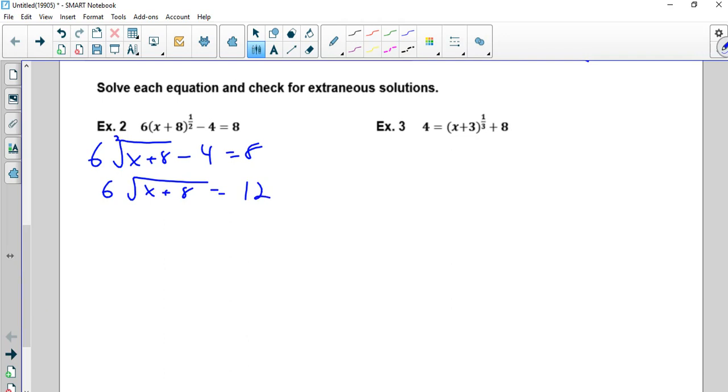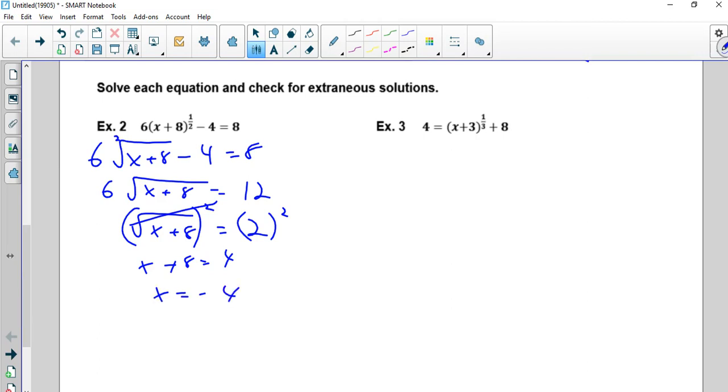Then we're going to divide by 6 on both sides. And now, radical alone, we square it. Both sides. Bam, it's gone. x plus 8 equals 4. Subtract 8, x equals negative 4. Gotta check it. Negative 4 plus 8 is 4. 4 to the 1/2 power, or the square root of 4 is 2. 2 times 6 is 12. 12 minus 4 is 8. Check.